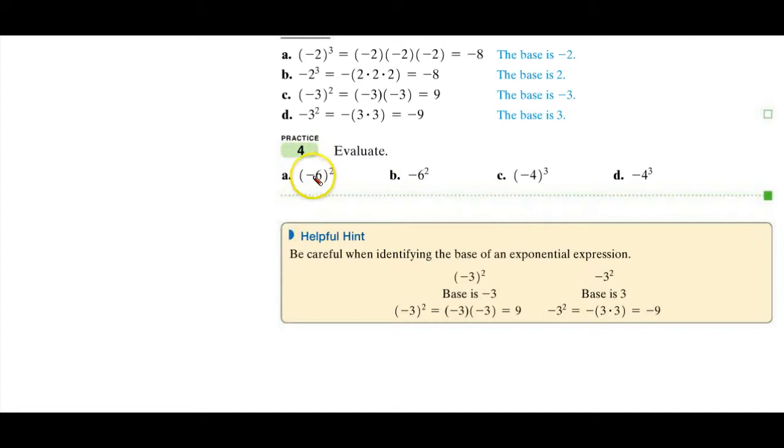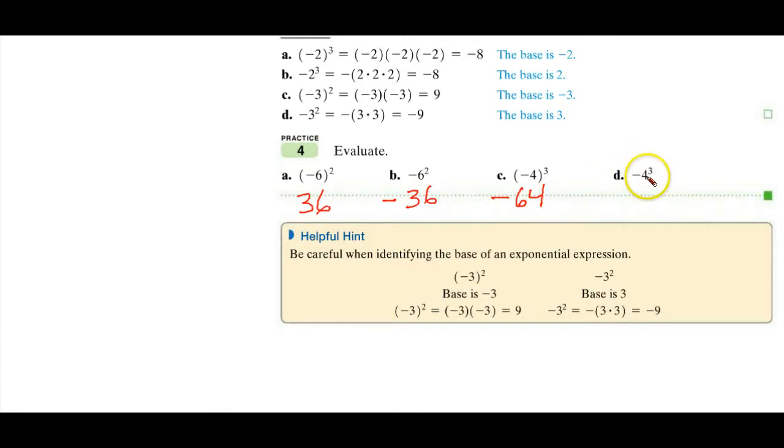So a negative 6 is our base, so we're squaring it, even number. That'll be a positive 36. This is going to be a negative 36. We square the 6 and then apply the negative. Here we're raising a negative 4 to a third power. So 3 negative signs, that's an odd number. It's going to be a negative 64.